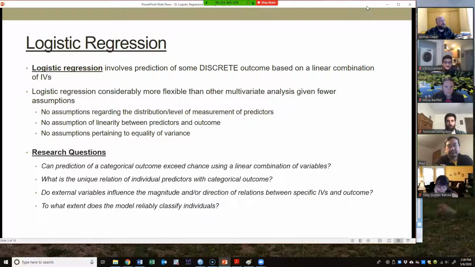Basically, as with a classic regression approach, our approach with logistic regression is classification, right? I've got a set of predictors. Can the best linear combination of my predictor variables do a good job of identifying what group or category people are falling in? So we can look at classification types of questions. We can ask about the unique relation of individual predictors with our categorical outcome.